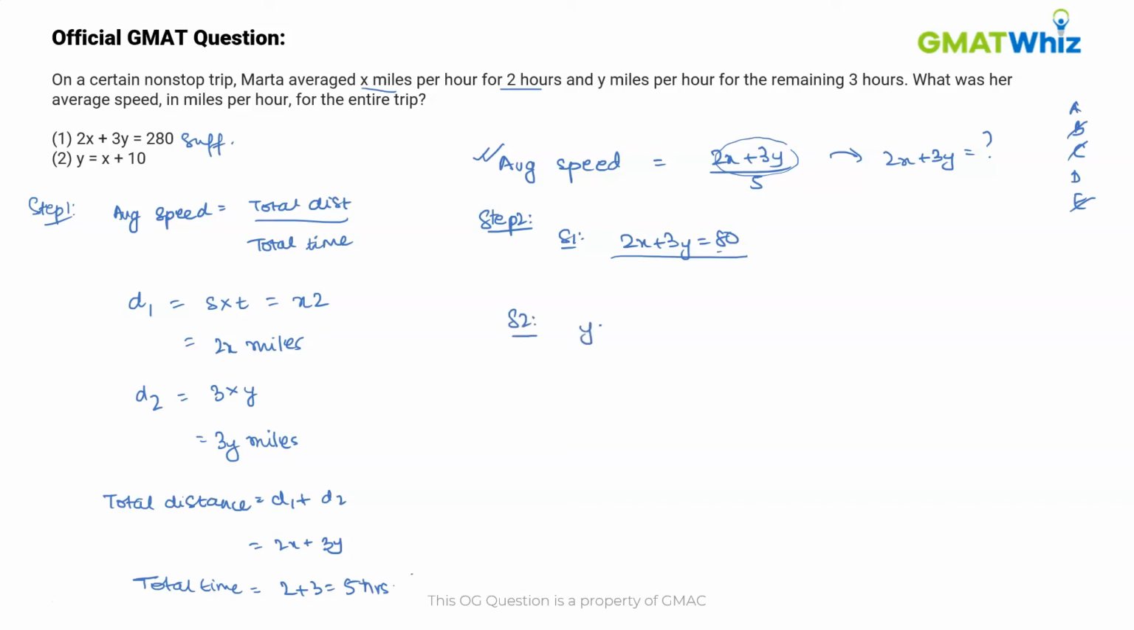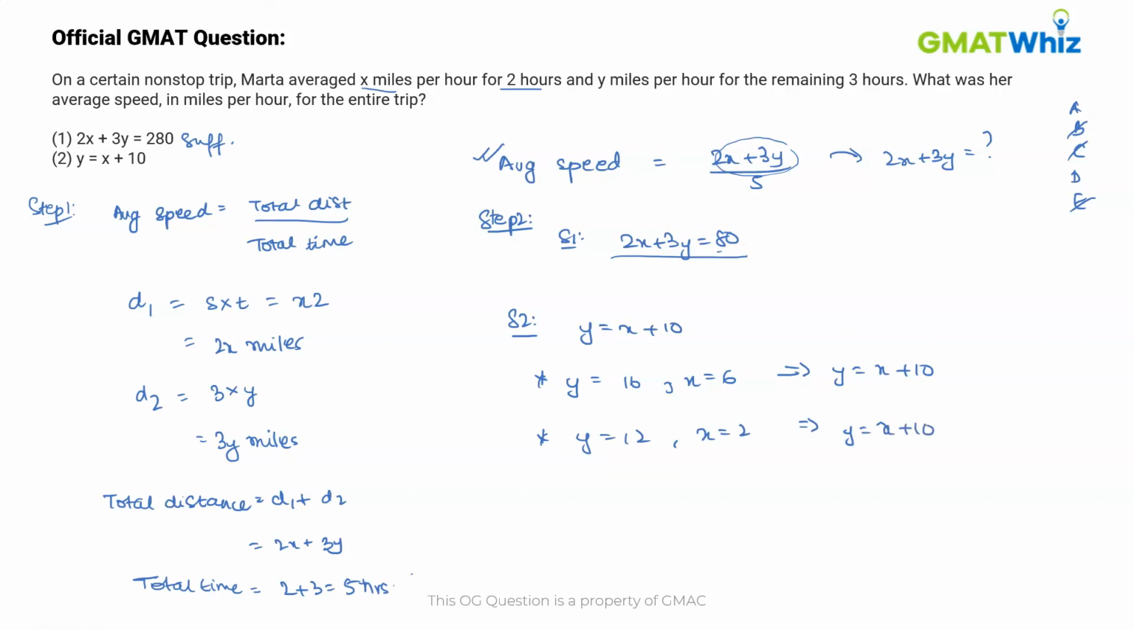Now let's analyze statement 2. We have that y equals x plus 10. Now we can get multiple values of x and y for which this equation is satisfied. For example, the first value of y can be equal to 16, where x is equal to 6, and the equation y equals x plus 10 is satisfied. Similarly, I can get another value where y equals 12 and x equals 2, where the equation y equals x plus 10 is also satisfied.